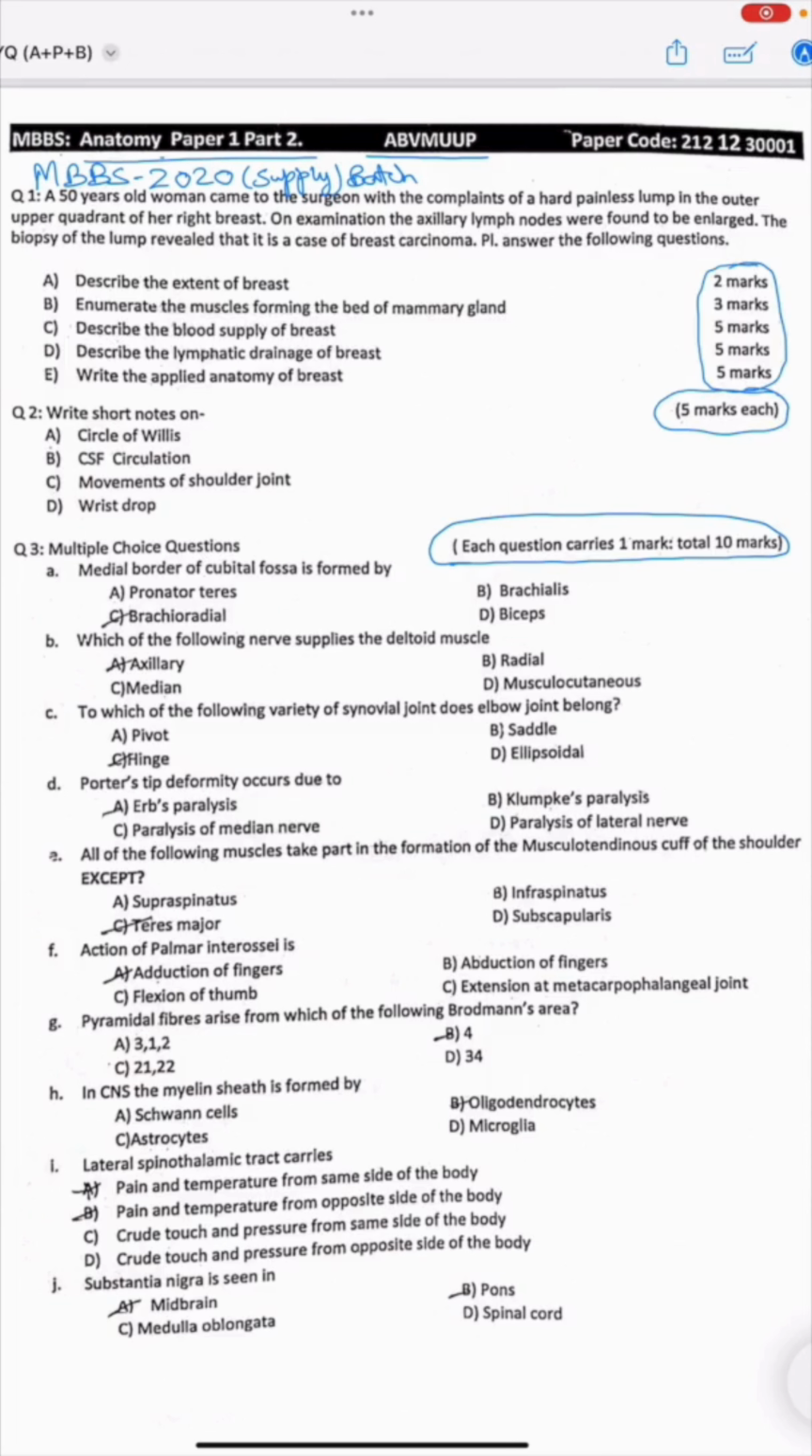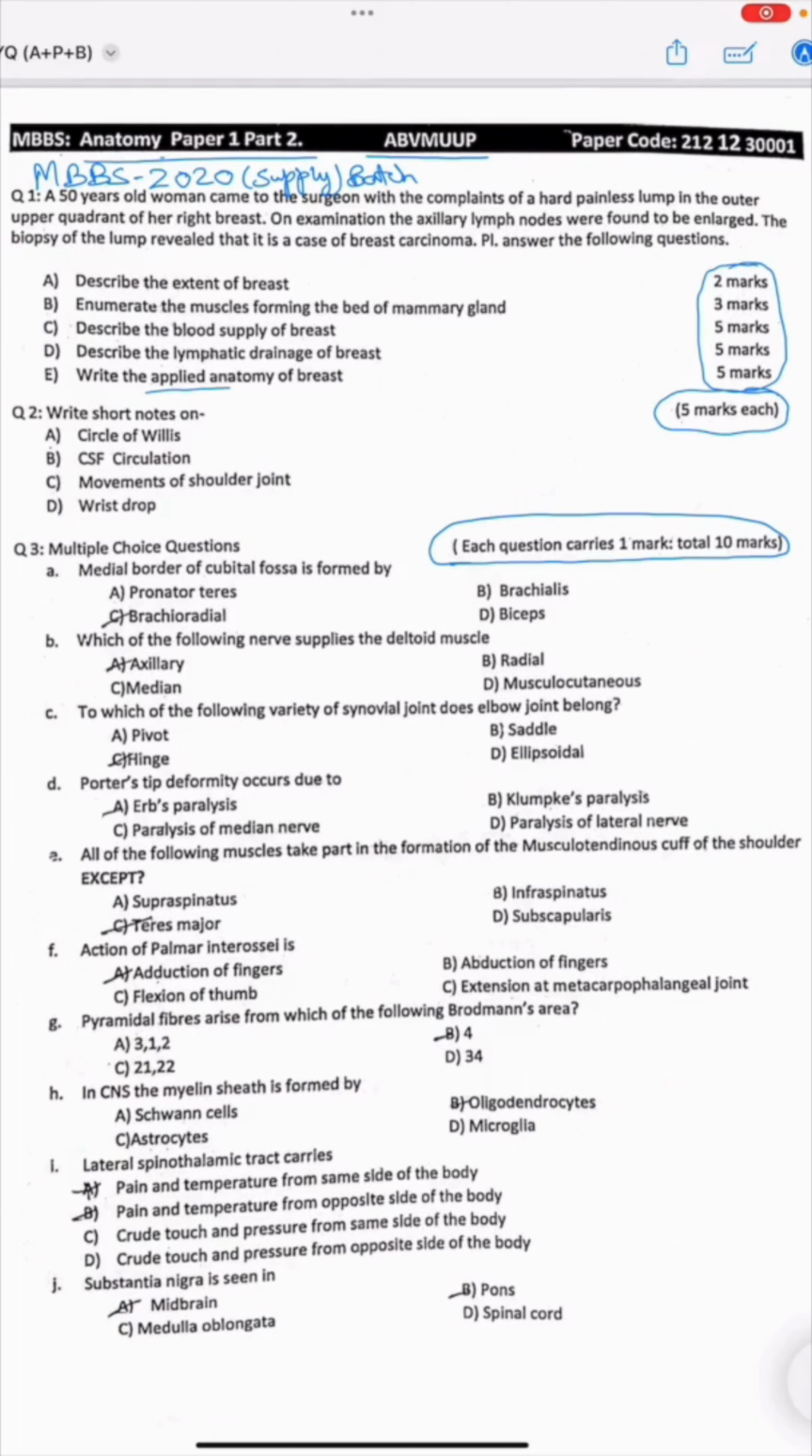Then write the applied anatomy of the breast. In case of applied anatomy, remember when they write applied, you also have to include clinical anatomy, because they might have it in their mind but have not written it properly. It is actually always asked as clinical and applied anatomy of the breast. So you can include the clinical signs and symptoms related to the carcinoma breast.